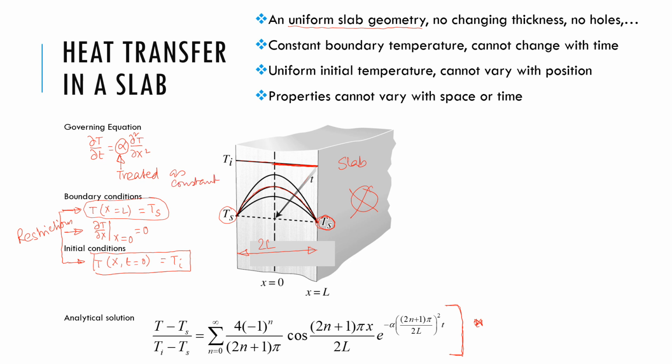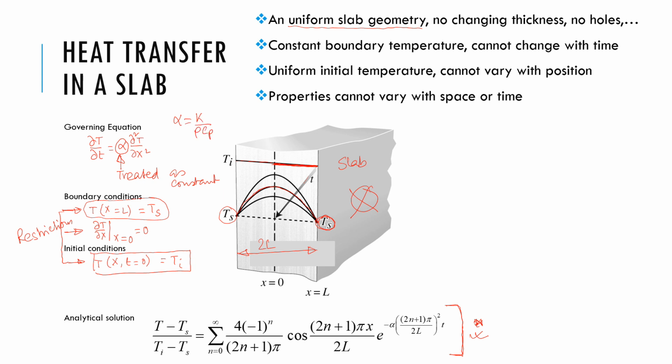It's a constant. And only under that condition you can come up with this solution. If it is not a constant, you cannot do this. So what does that mean? What is alpha? Alpha is k over rho Cp.